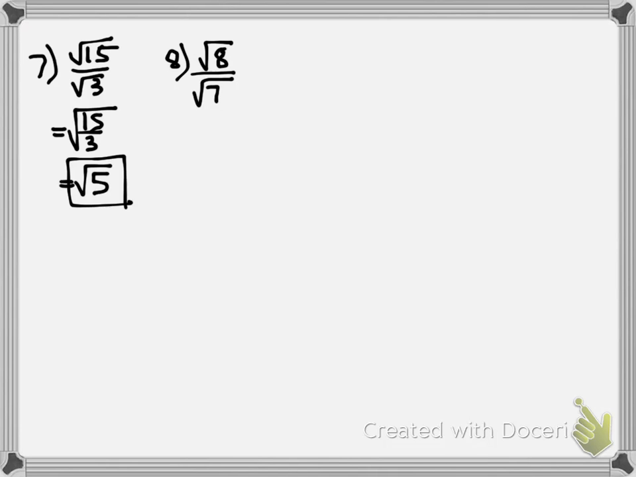Okay, so here's another one. They've already split it up, and they said square root of 8 divided by square root of 72.